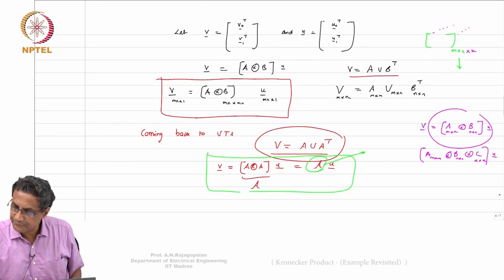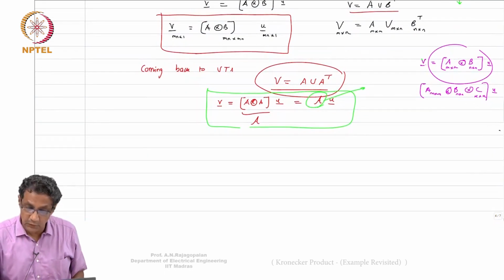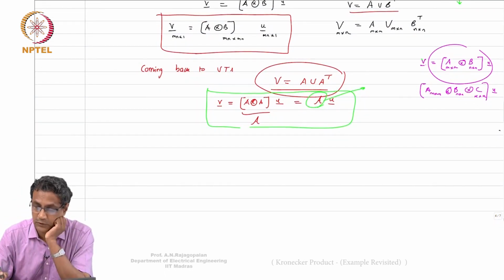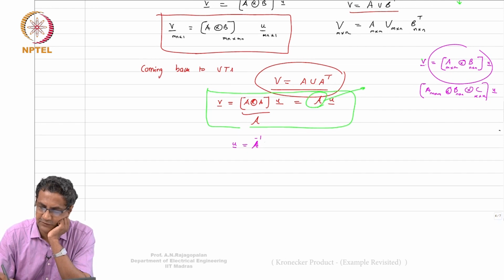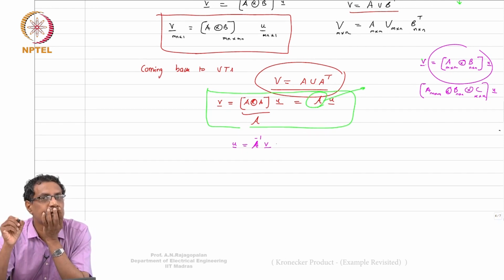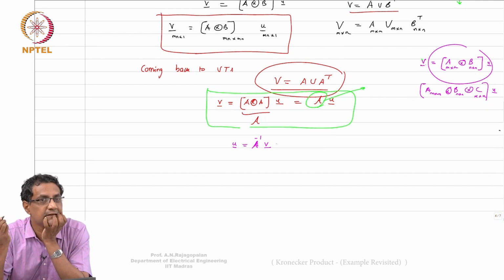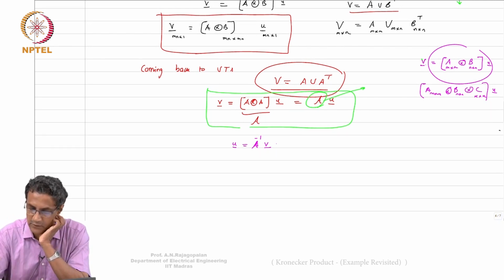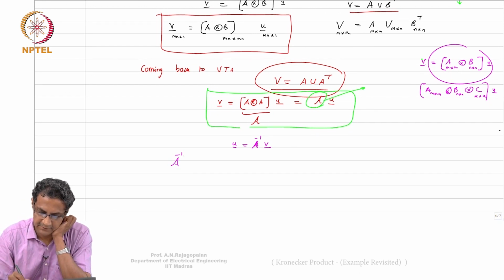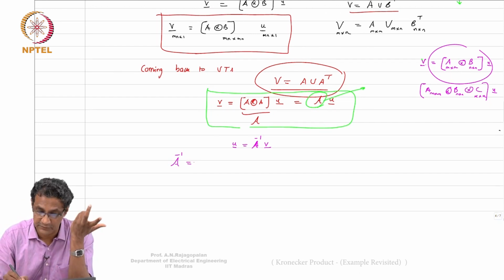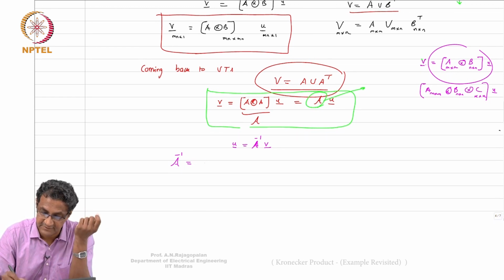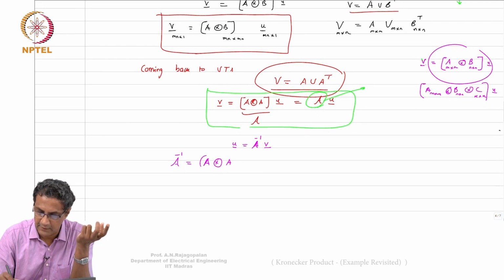Okay, now coming back. Suppose I ask you, what can we say about A? Can I write U as script A inverse V? Does script A inverse exist? How do we show that? Let's say script A inverse, what is it? If it were to exist, this will be A Kronecker A, because we know the script A is A Kronecker A inverse.